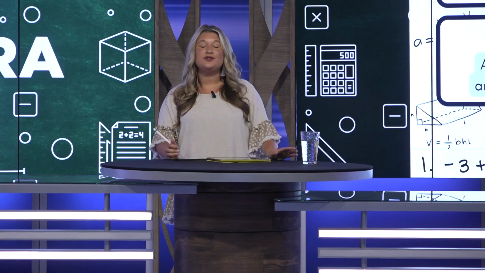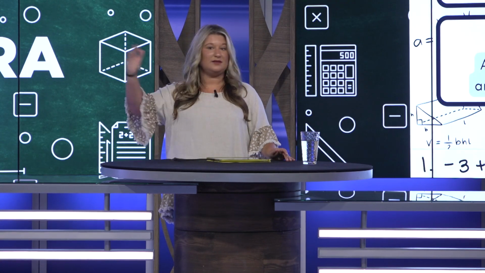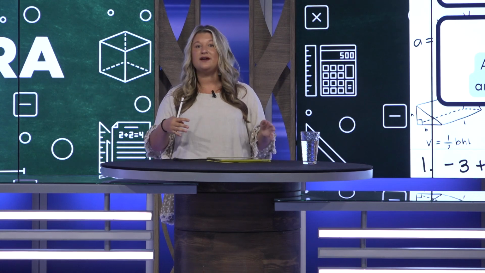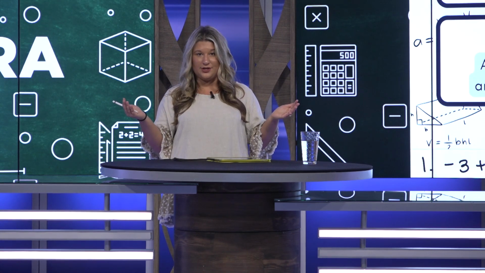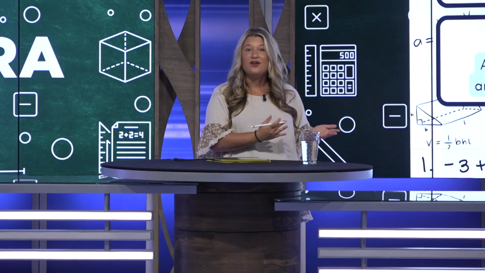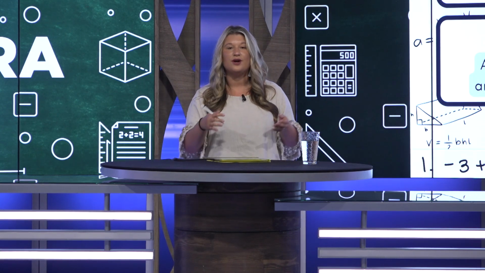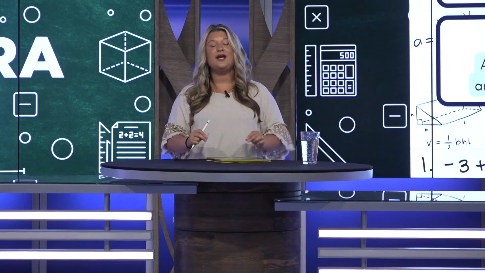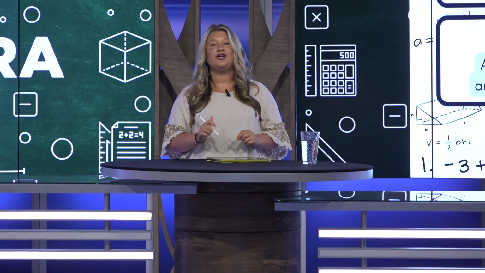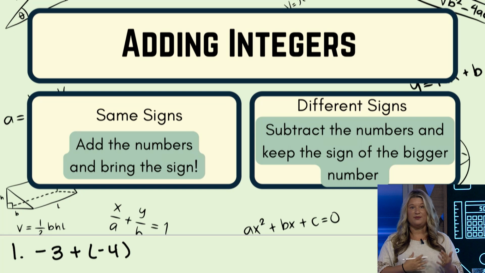So, adding integers. Adding integers, you just add the numbers and bring the sign over. If they're the same sign, that's 2 plus 2, that's 4 plus 4. Simple math that y'all know how to do. Same thing when it turns to negative, -3 plus -4. You're doing that simple math and then bring your sign with you. Now when they're different signs, you have to subtract the numbers and keep the sign of the bigger number.